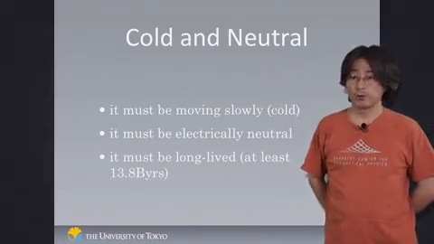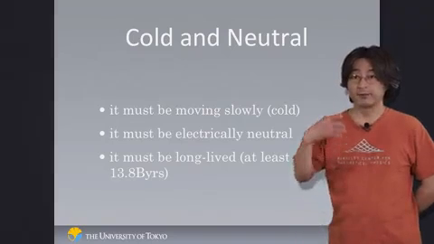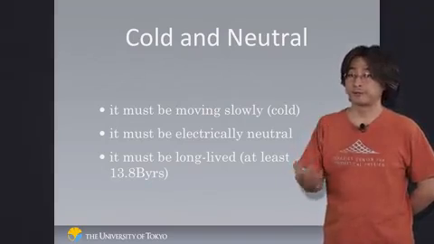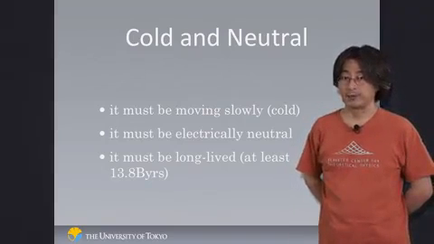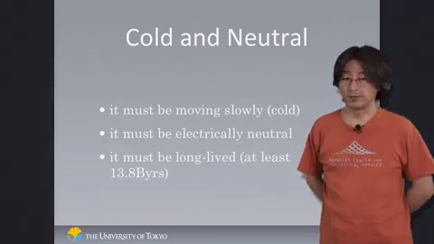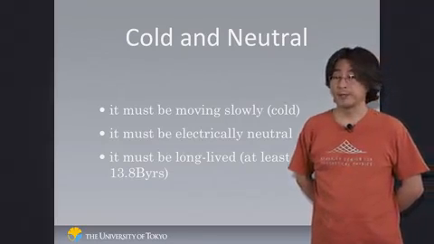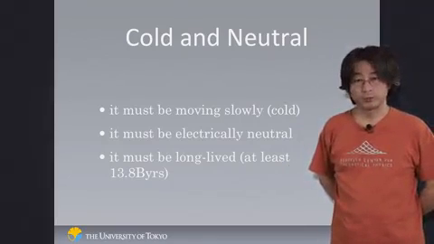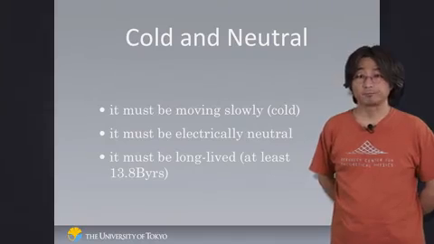It also must be long-lived. As far as we can tell, even our own galaxy has a lot of dark matter in it, which means that it must survive at least 13.8 billion years. So it must be long-lived too. But pretty much these are the only things we know about the nature of dark matter. But there is also some quantitative information about it.